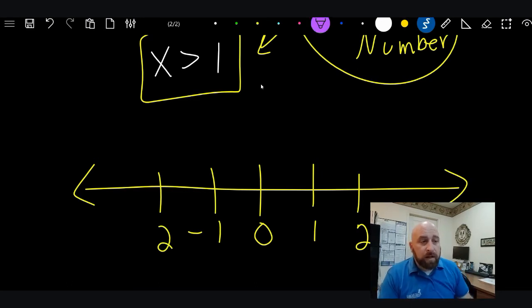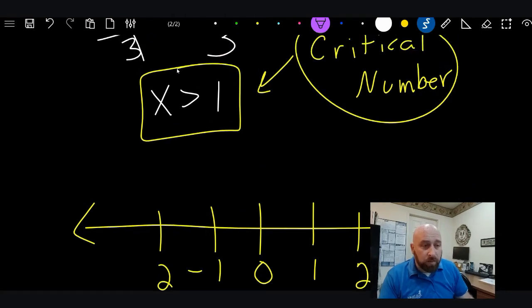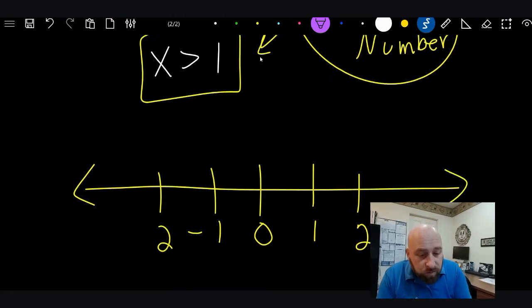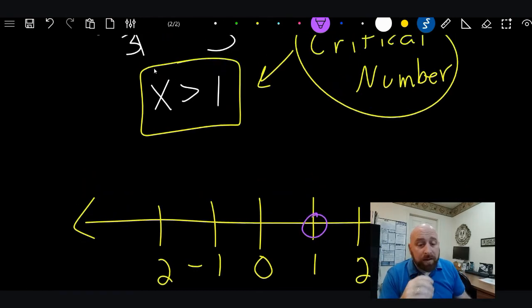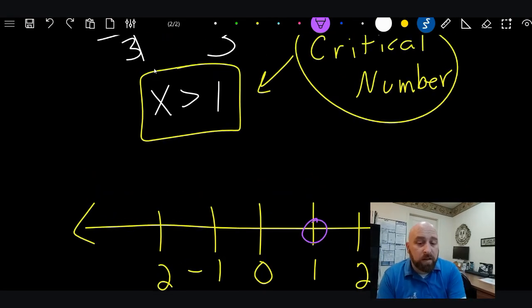Now, if you remember from last lesson, with this critical number of 1, we are going to circle the 1. We do not color in the 1. Why not? Because it's not equal to. If that was equal to, we would color it in, but it's not equal to.